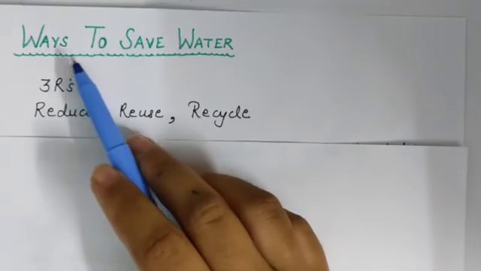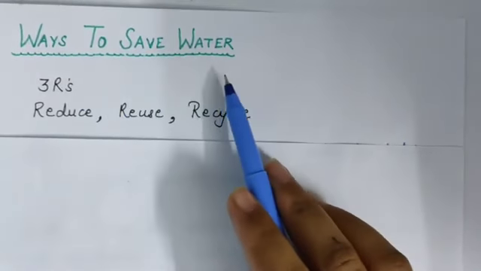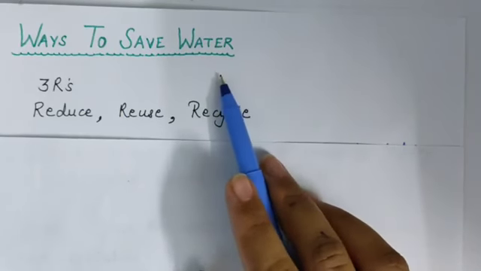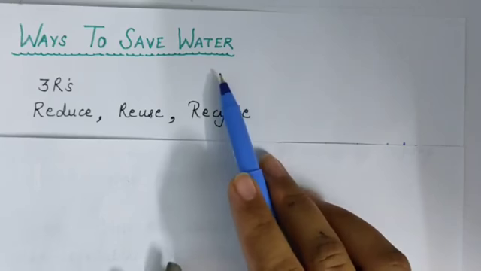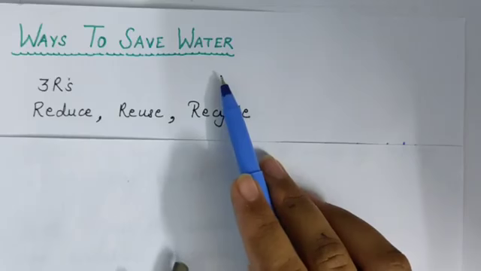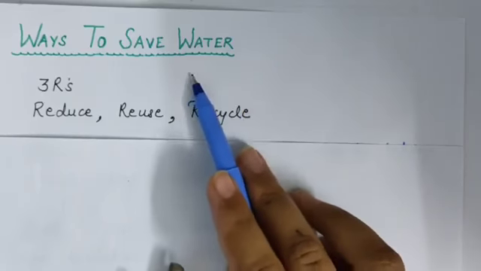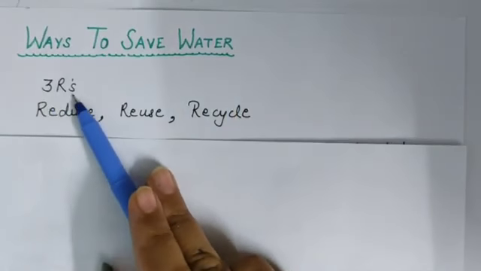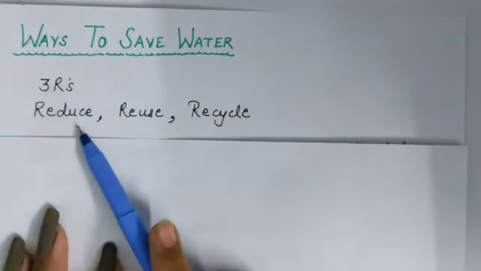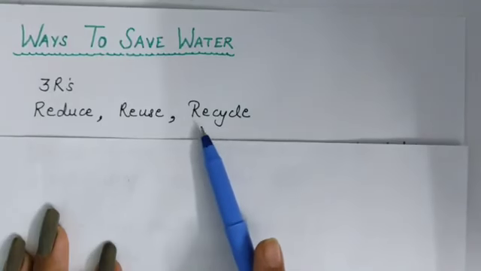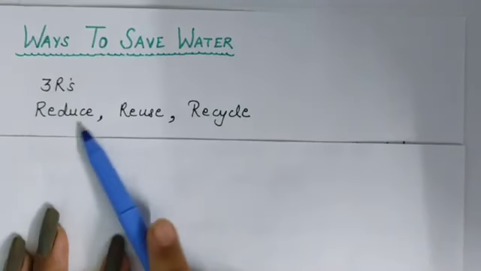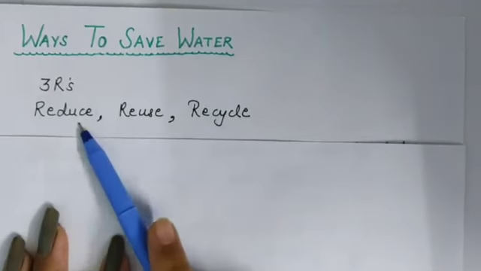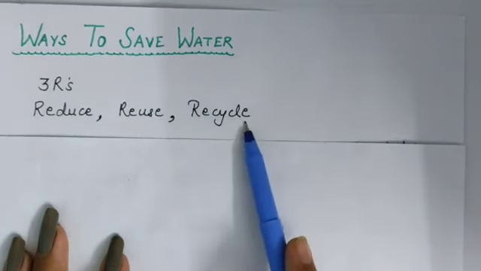Our next topic is ways to save water. So students, we know that water is a very precious resource and we cannot live without water. Water is very essential for our life. That's why we should try to save water. And how can we save water? By using 3 R's. Now what is the meaning of 3 R's? Reduce, reuse and recycle. These are the 3 R's. Okay, reduce, reuse and recycle.